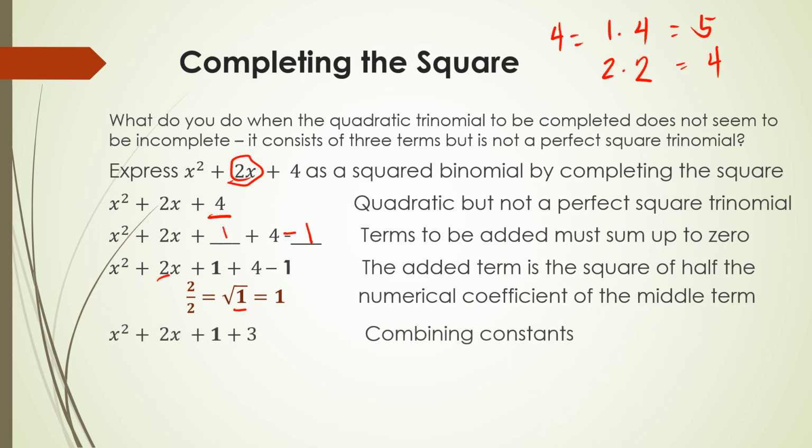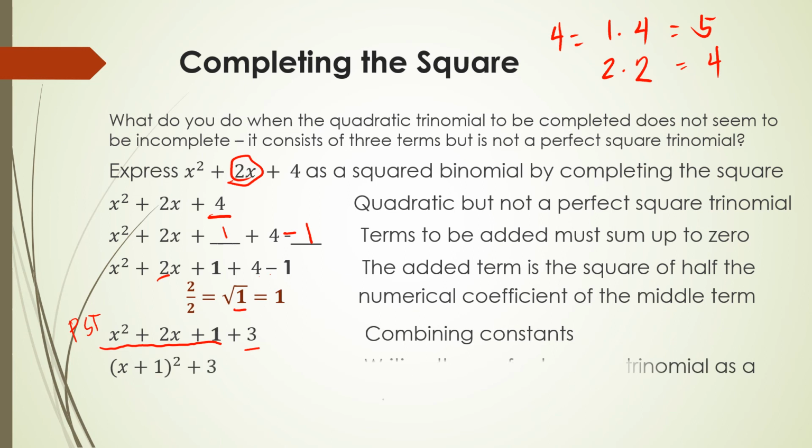Now, combining like terms or combining the constant, you have 4 minus 1. Okay? 4 minus 1, that is 3. Hindi natin sinama si 1 kasi si 1 is part of the perfect square trinomial. Etong part na to is a perfect square trinomial na siya.